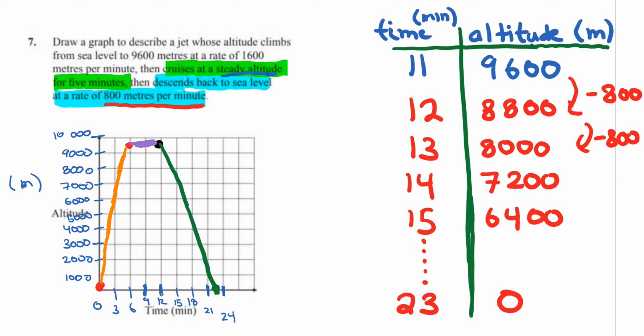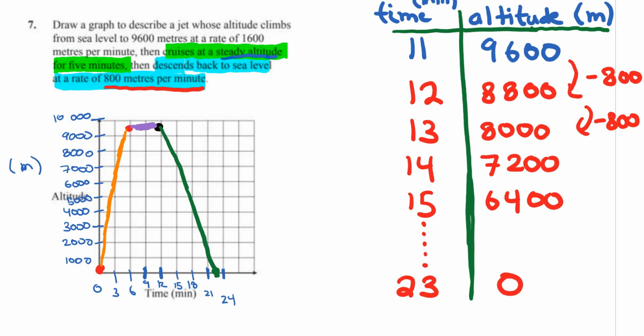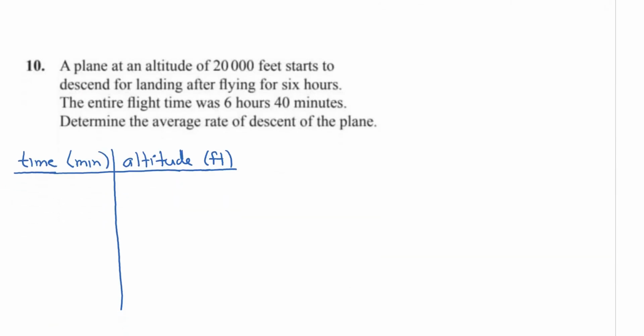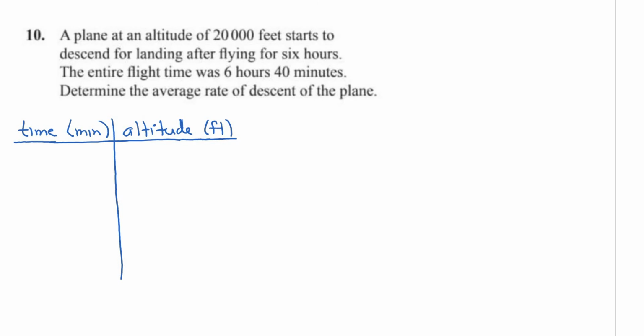Okay, let's move on and try a few more of these word problems. The next question we're going to try is question number 10. Once again, I do have a table set up there. A plane at an altitude of 20,000 feet. So we're above the ground 20,000 feet.